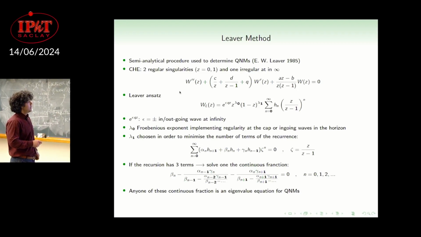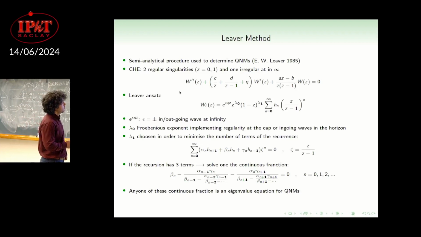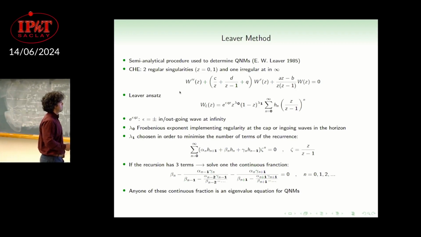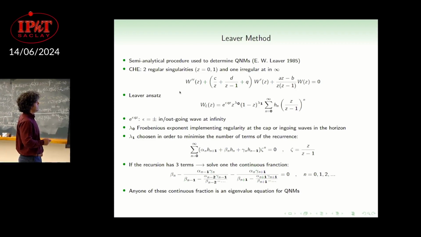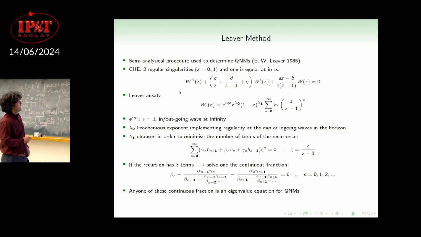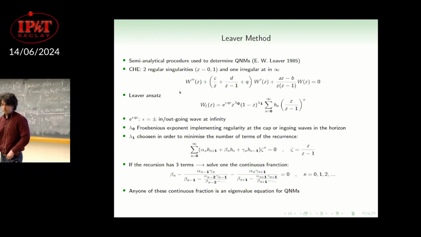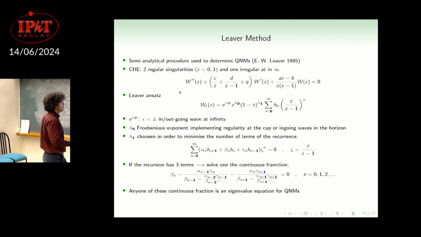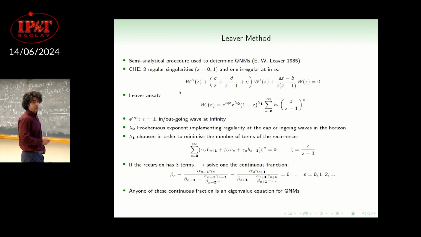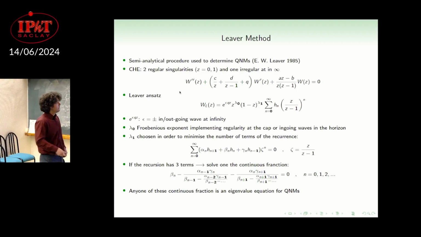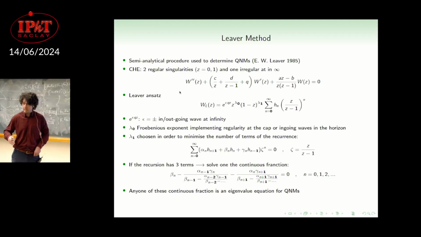Then suppose that you have mapped your horizon or your cap at z equal to 0. You have to choose this Frobenius exponent in order to implement the ingoing boundary condition, or regularity, according to your gravity solution. Then you plug this ansatz inside the differential equation. You obtain a recursion relation. And now you have to choose this other exponent, lambda 1, in order to minimize the number of coefficients in this recursion relation.